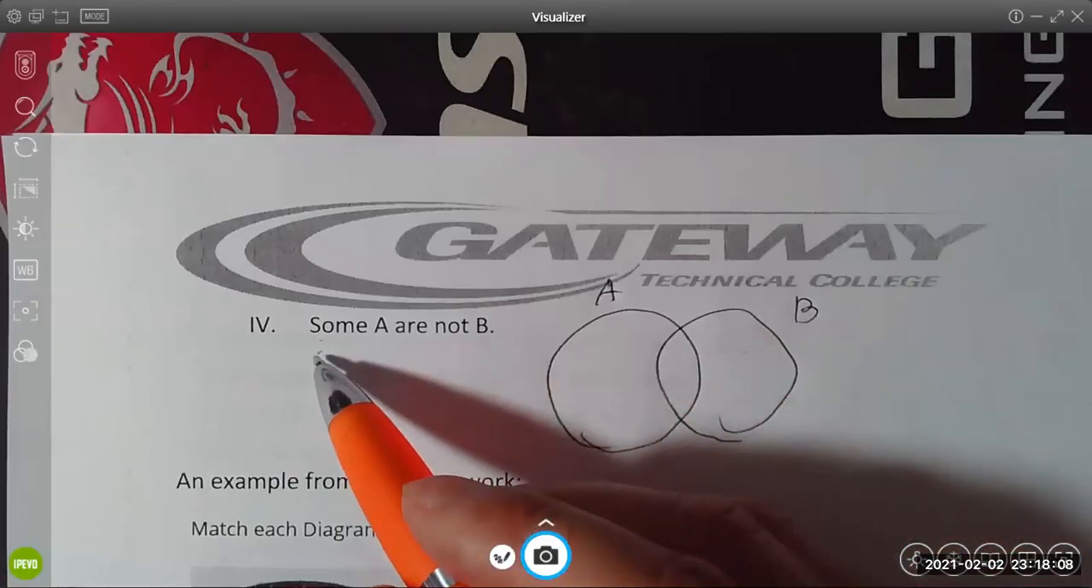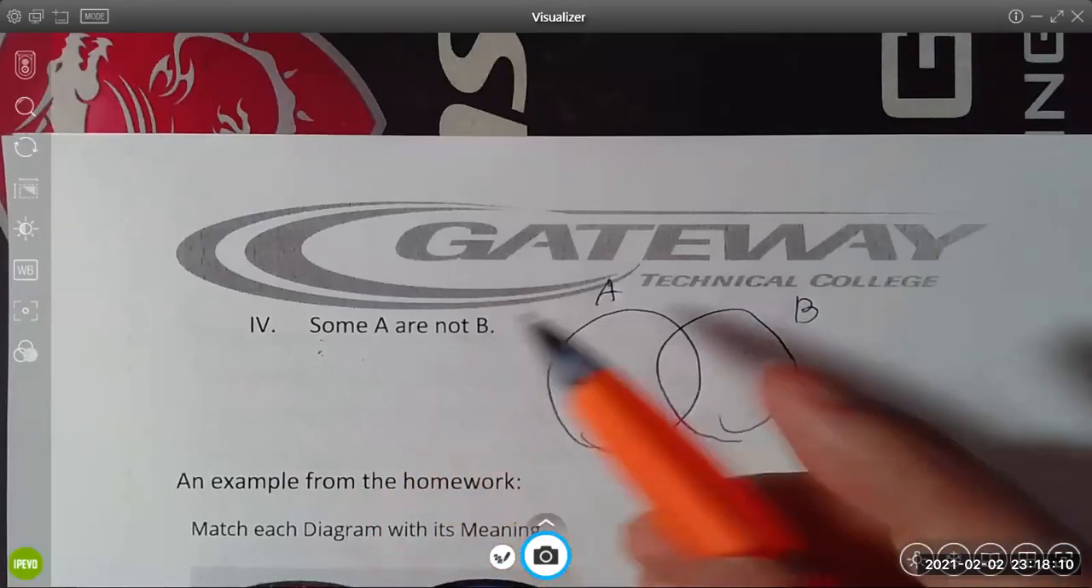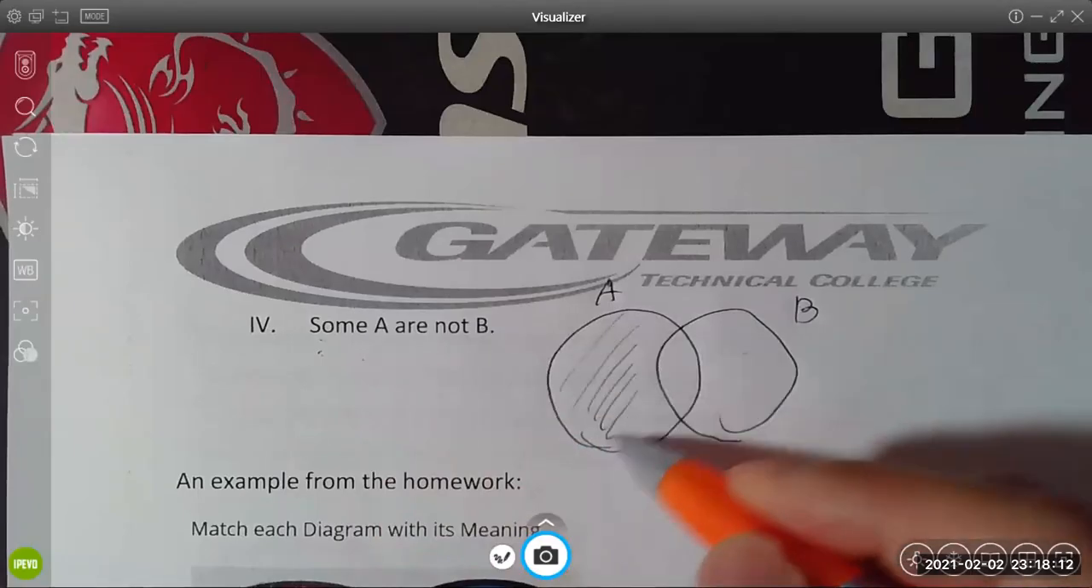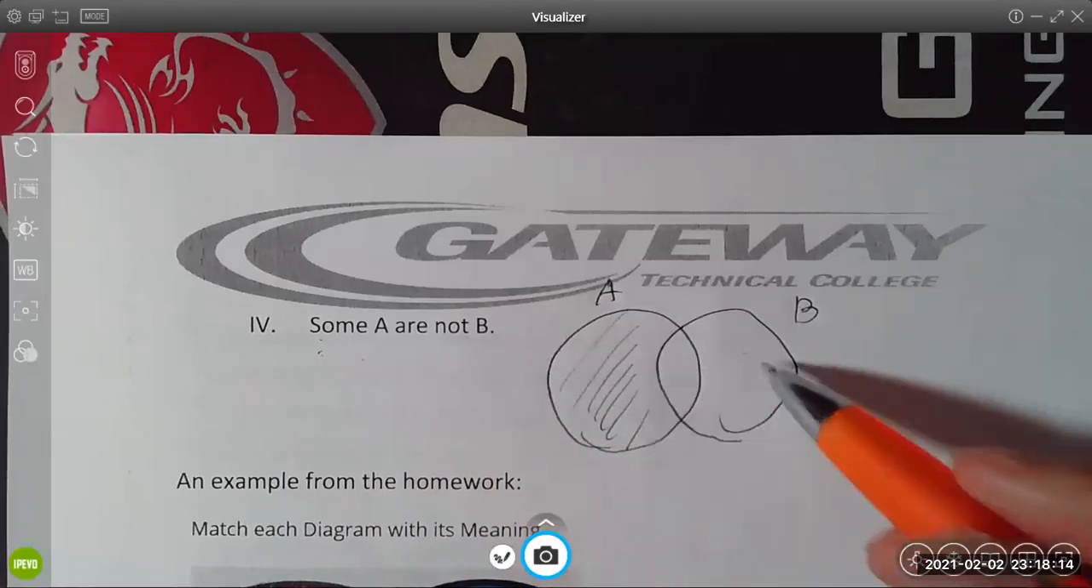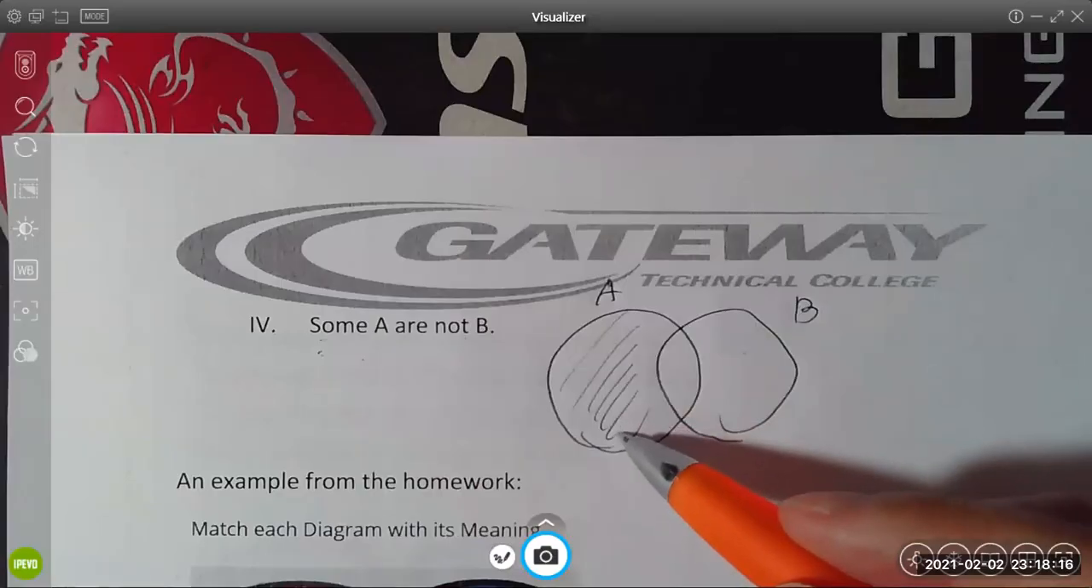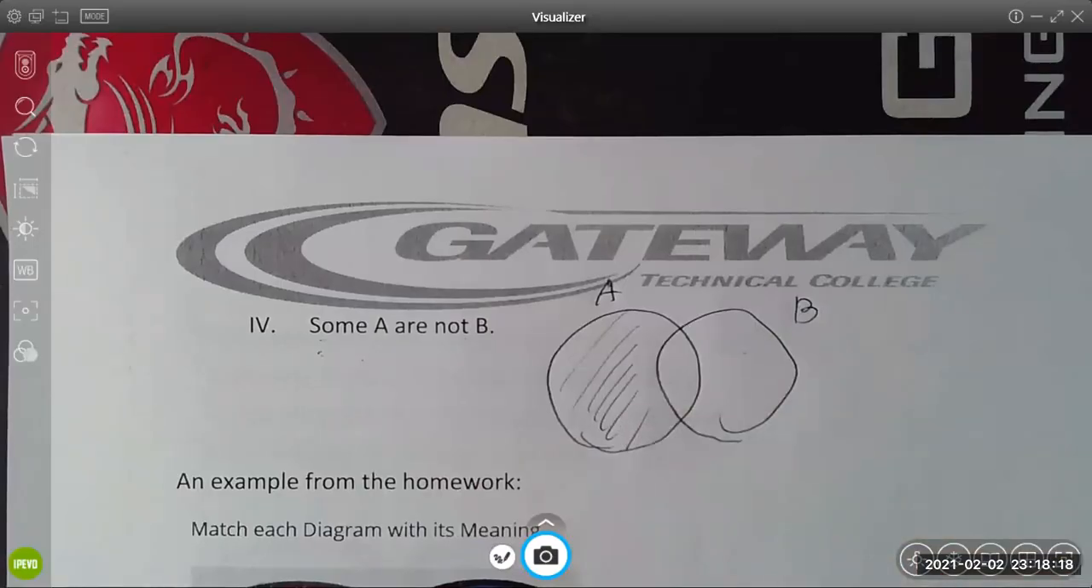This one says some A are not B. So they emphasize this portion of A instead of this portion. Some A are not B. This part is A outside B. So that's all we have for this relation between two circles.